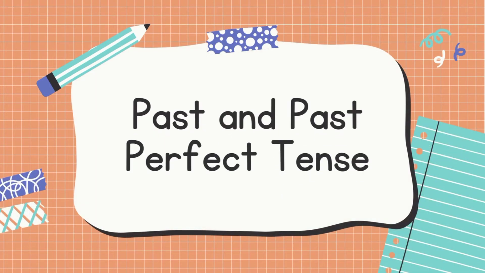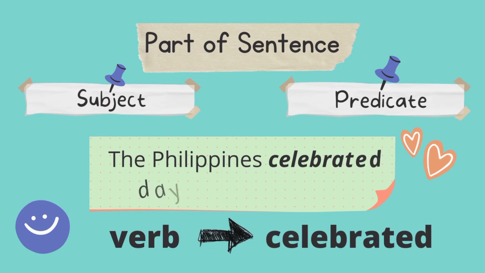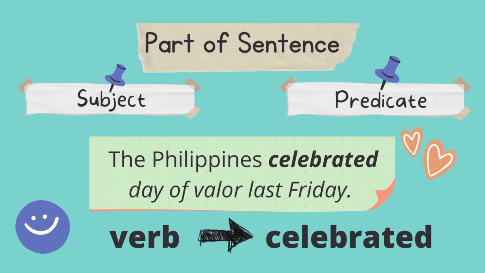Before we start with our lesson, let us first have a short review about the parts of a sentence. We all know that a sentence must have a subject and a predicate. For example, the Philippines celebrated Day of Valor last Friday. The subject in this sentence is the Philippines, and the predicate is celebrated Day of Valor last Friday. Remember that the predicate always starts with the verb.